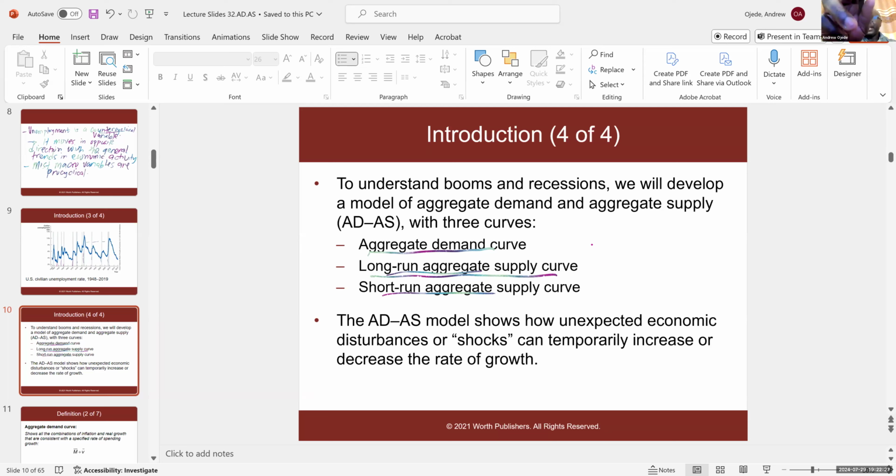And then we're going to use the aggregate demand curve and aggregate supply curve model to show how unexpected economic disturbances or shocks can temporarily increase or decrease the rate of growth in the economy, growth in GDP.